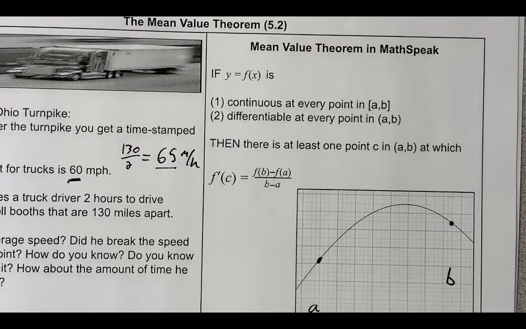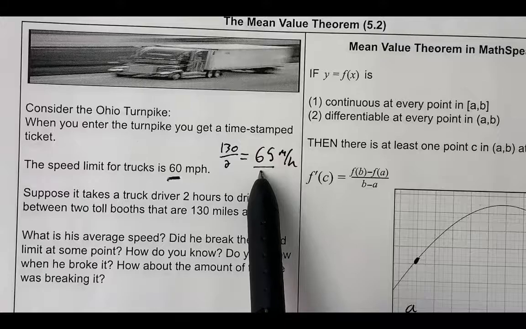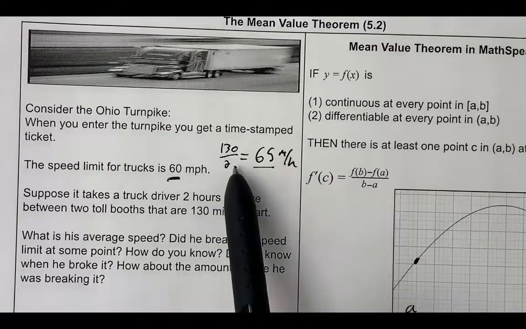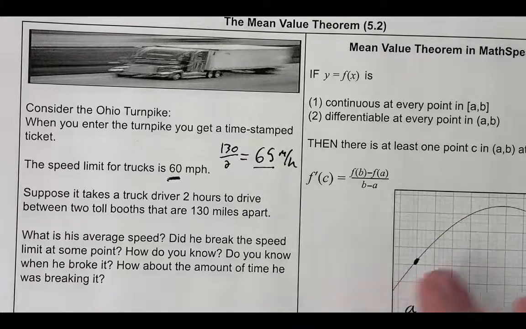Then, if those two things are met, there is at least one point c on that interval in which the derivative is equal to the average rate of change. In other words, the instantaneous rate of change is equal to the average rate of change. Go back to the turnpike for a second. So what that says is that at some point, the instantaneous rate of change, how fast the truck was going, has to be equal to the average speed, which is 65.